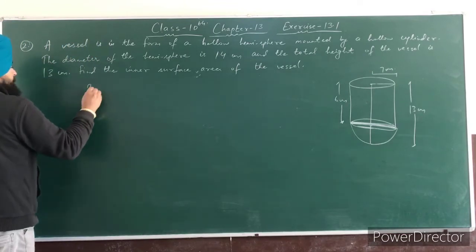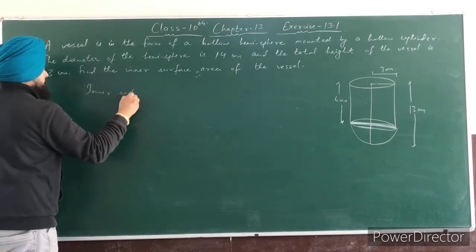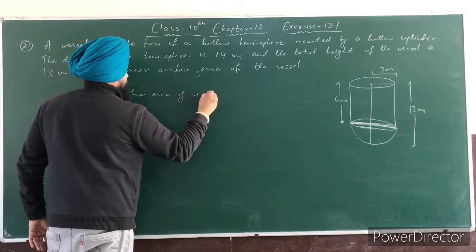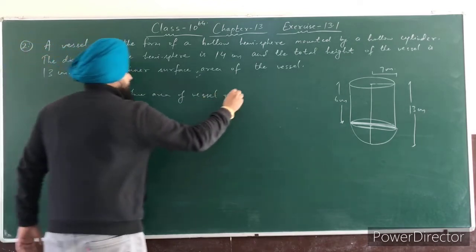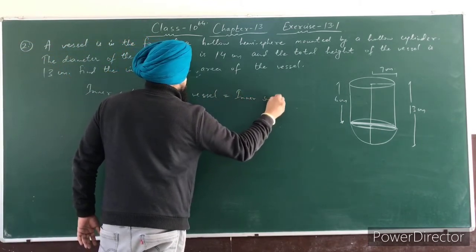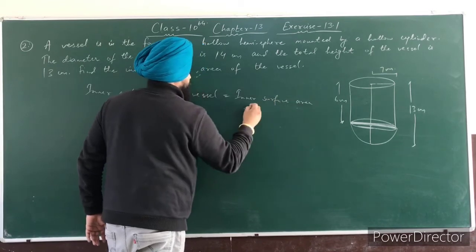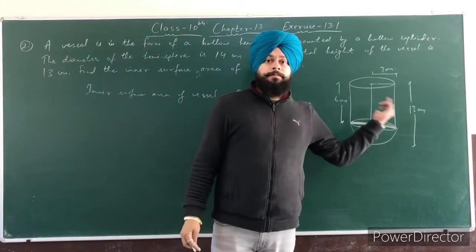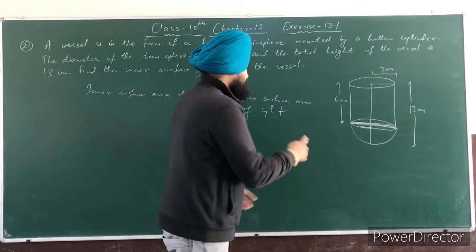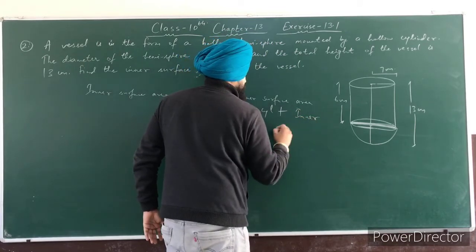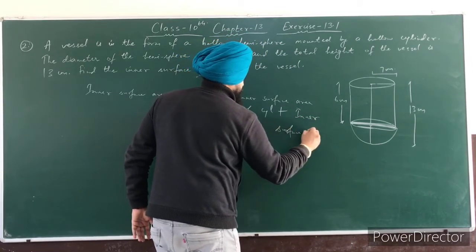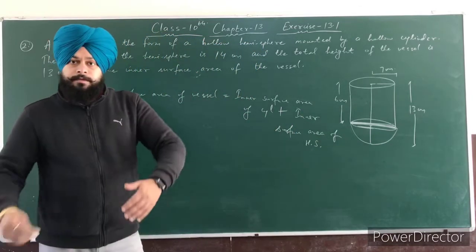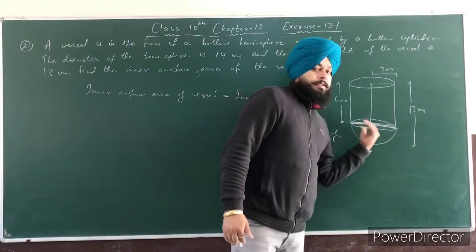So the inner surface area of the vessel is equal to the inner surface area of the cylinder, because this is the cylindrical part, plus the inner surface area of the hemisphere, the hemisphere which is at the bottom of this cylinder.